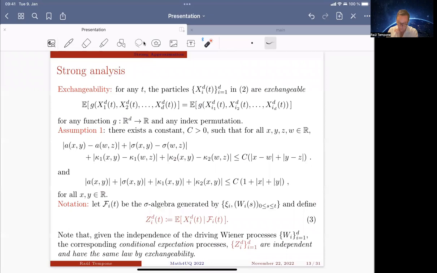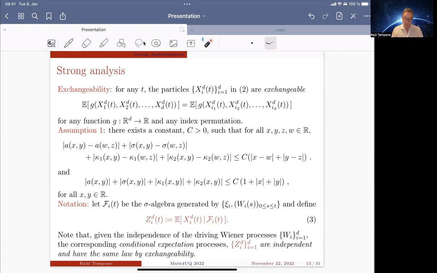And we now define a conditional expectation. The conditional expectation, call it X-bar^i_t, is the conditional expectation of this particle, observe the same index here, given all the information up to F^i. So essentially, I'm averaging with respect to all the information provided by all the other initial conditions and all the other driving Wiener processes.